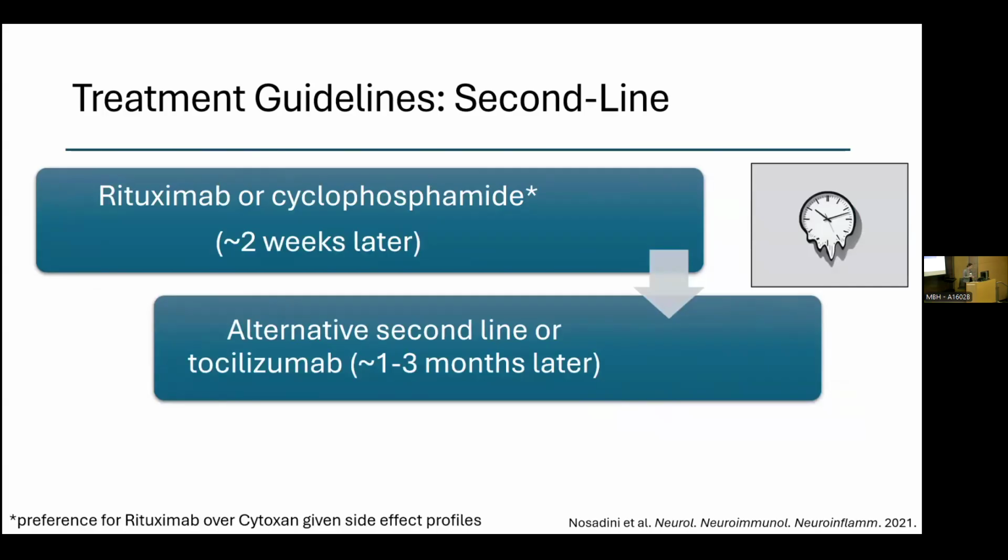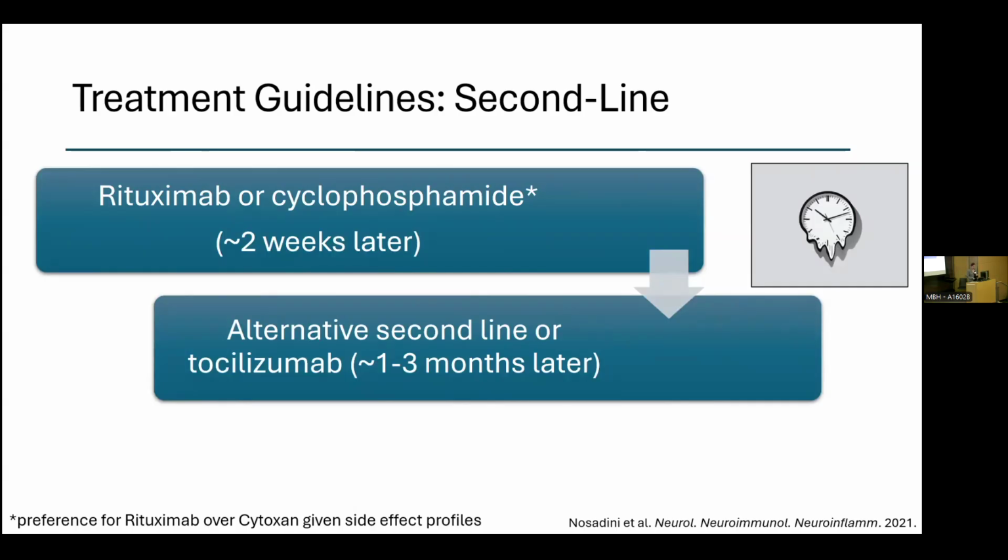In terms of second line, we usually recommend rituximab or cyclophosphamide with a slight preference for rituximab, given more favorable side effect profile. And we usually jump to this if there's no clinical improvement within about 2 weeks. That being said, 2 weeks can feel like a really long time. And so oftentimes if we have a really high suspicion, we're jumping to these treatments sooner than 2 weeks, but just acknowledging that the guidelines, again, thinking back to the graph in terms of how long the process can be, the guidelines really suggest waiting 2 weeks.